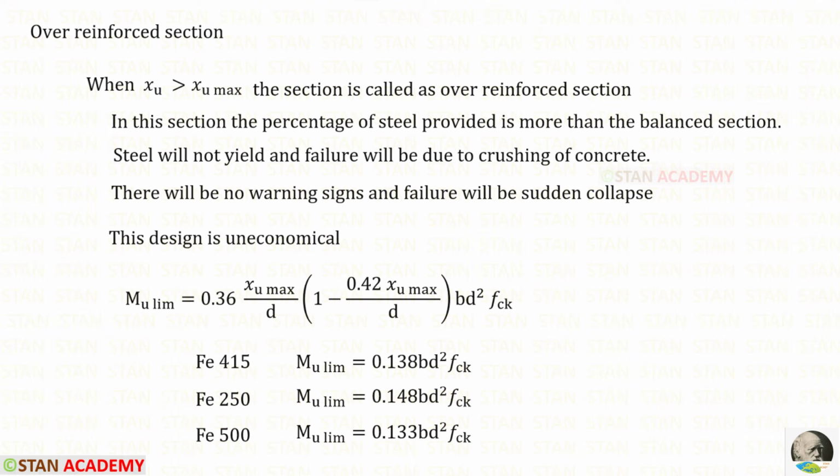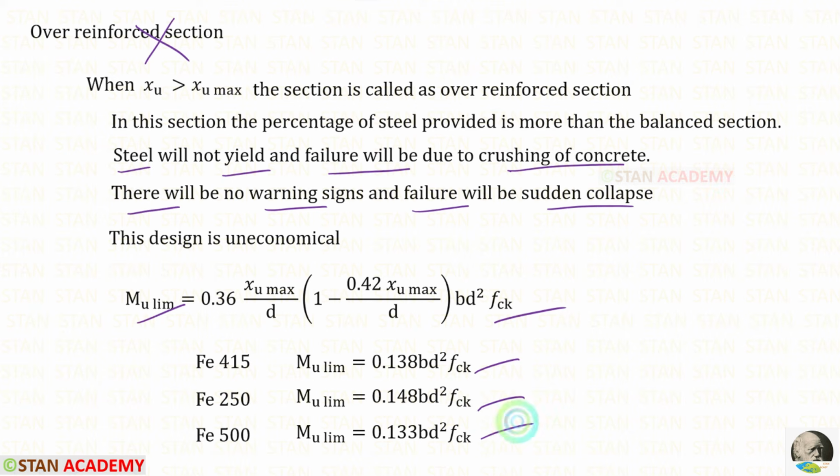Now let us see the over-reinforced section. When XU is more than XU max, that is called over-reinforced section. Here the percentage of steel is more, so this design is uneconomical. Steel will yield first and failure will be due to only crushing of the concrete. So there will be no warning signs and the failure will be sudden collapse. So we have to avoid this section. This section is not recommended. Using this formula, we can find the limiting moment of resistance, or we can use these three formulas.